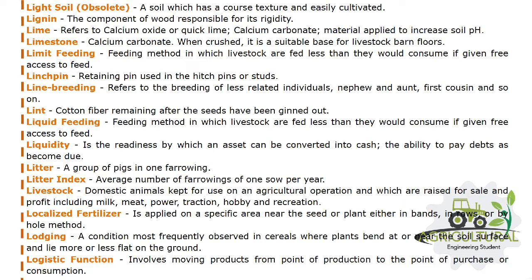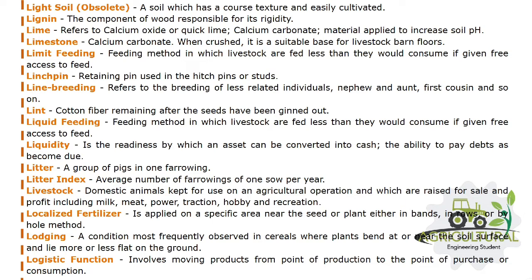Line breeding, refers to the breeding of related individuals, nephew and aunt, first cousin and so on. Lint, cotton fiber remaining after the seeds have been ginned out. Liquid feeding, feeding method in which livestock are fed less than they would consume if given free access to feed. Liquidity is the readiness by which an asset can be converted into cash, the ability to pay debts as they become due. Litter, a group of pigs in one farrowing.